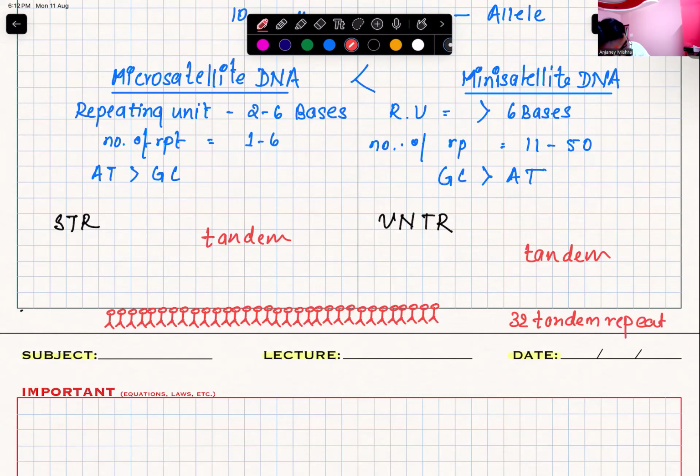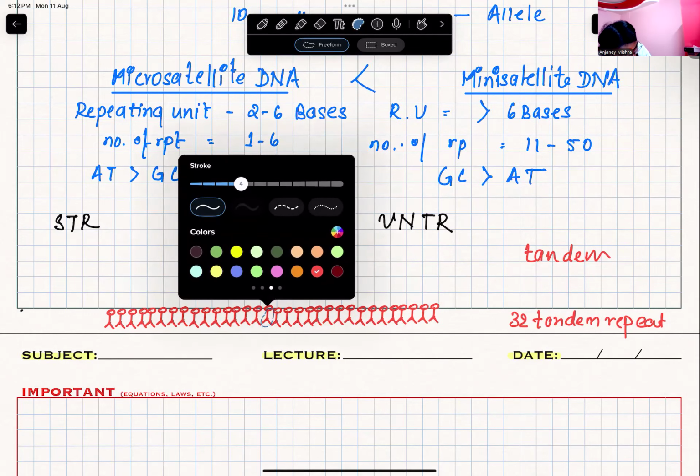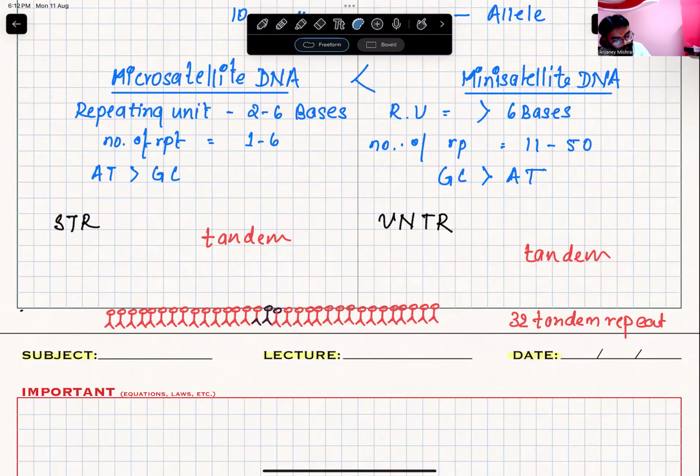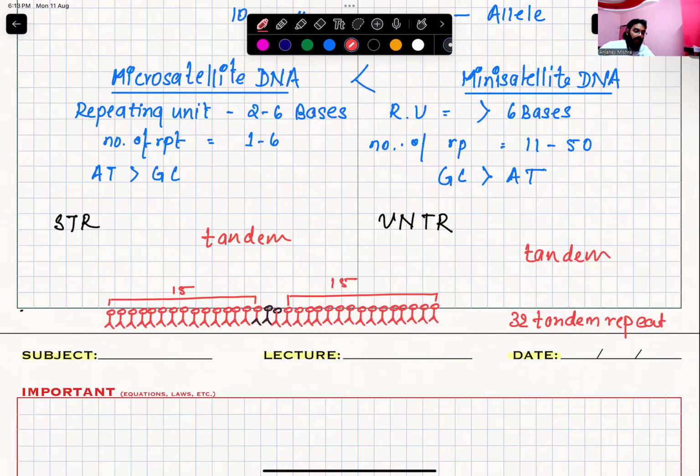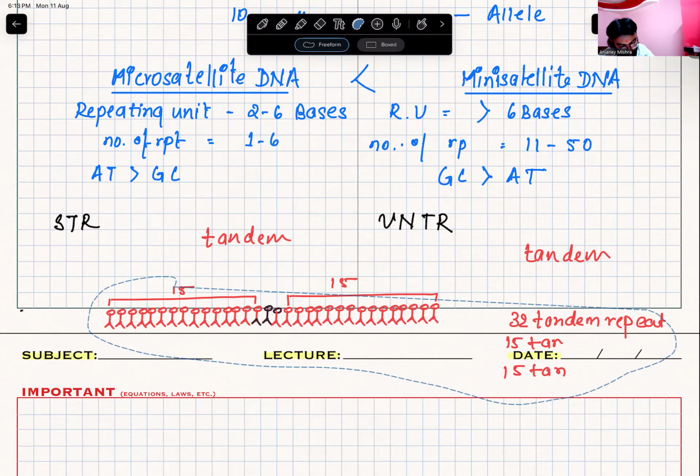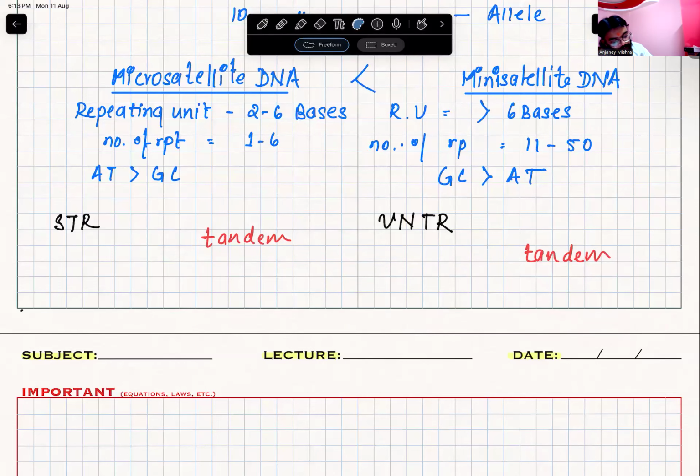Now, let's take one individual in the center and convert them into black. Now, if you ask me how many repeats there are, from here to here it is 15, and from here to here it is 15. So the total number of times the orange person has repeated is 30, but the tandem repeat is only 15. 15 tandem repeats here, 15 tandem repeats after that. So the continuous repeating is called tandem repeat. Is that okay? So now we have understood the meaning of the word tandem.